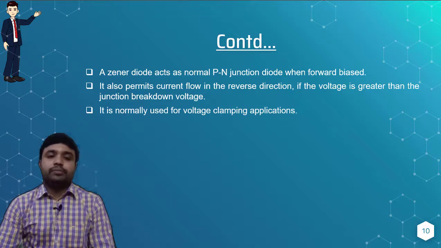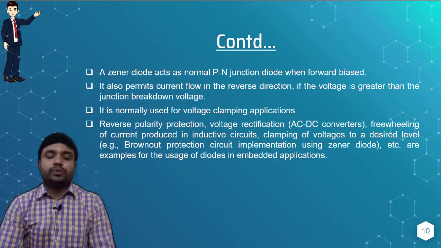It is normally used for voltage clamping application. That is, a Zener diode is normally used for voltage clamping application. That means if we want to modify the operating voltage, we can make use of a Zener diode. Okay, right.